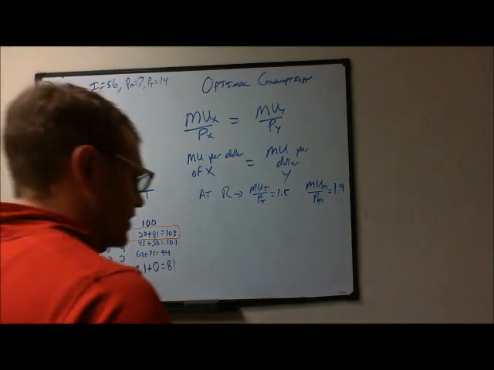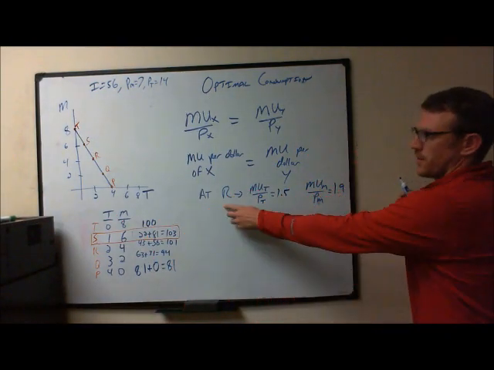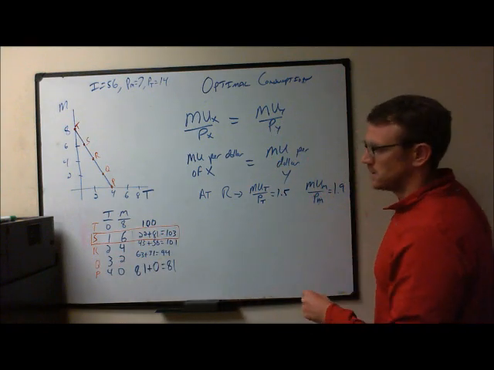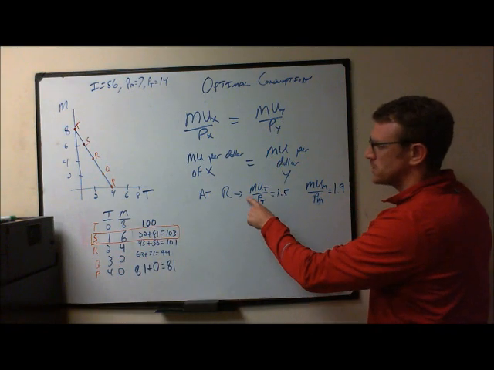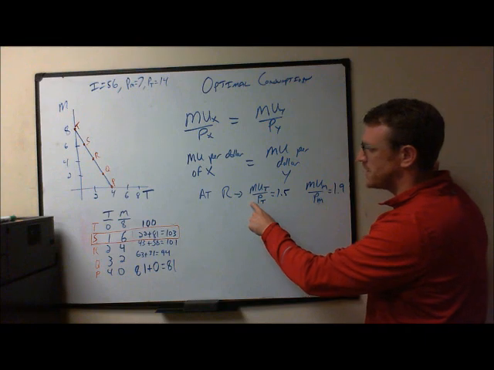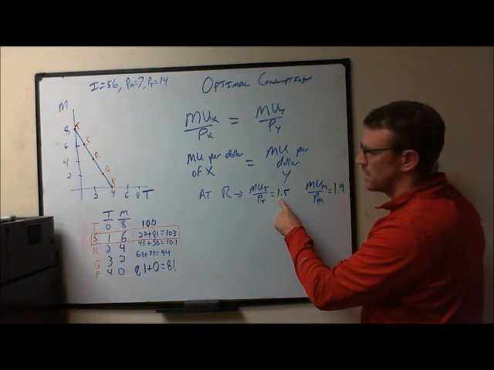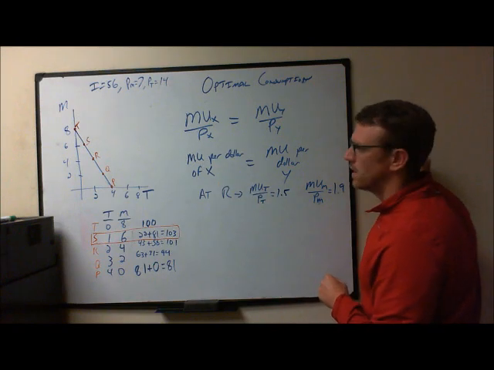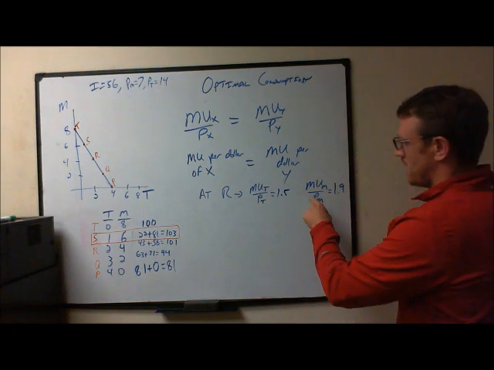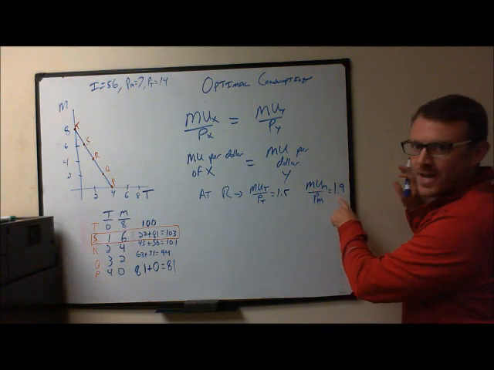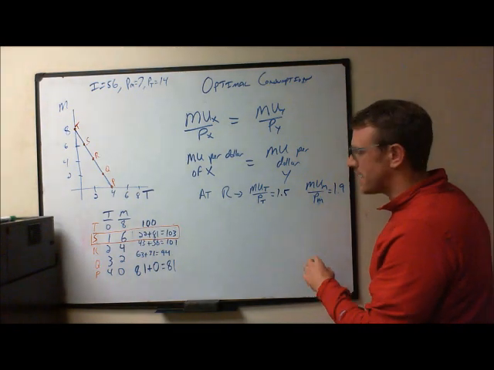Alright, pardon the choppiness. I've written this up here. Suppose we're at point R. We know R is not optimal. At R, the marginal utility per dollar spent on t-shirts is 1.5. That says I get 1.5 utils per dollar that I spend on t-shirts. The marginal utility of movies per price of movies is 1.9. So you can look back to your table and see that.